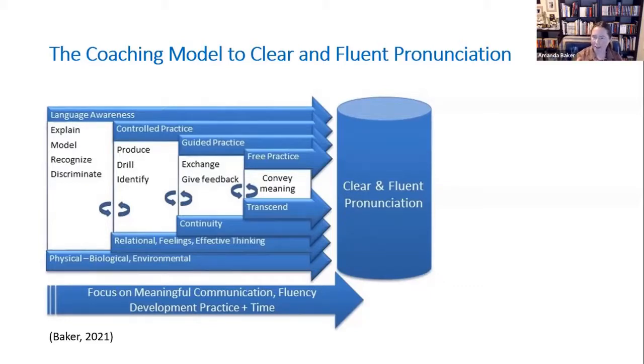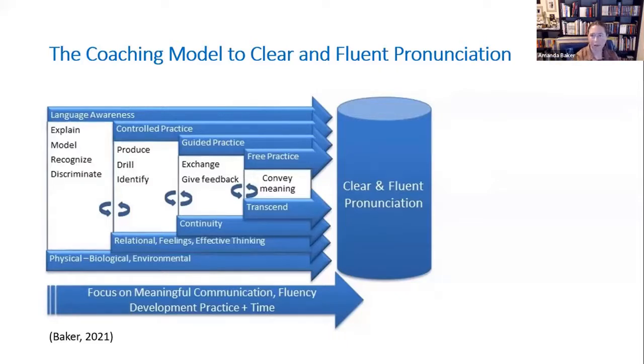And I'm not going to discuss the entire thing, but essentially just bring your attention to a few of the components that are relevant to this presentation today. So the first one is the physical, biological, and environmental factors that can play a part in how students take to learning pronunciation. Some students' first language may have similar features of pronunciation to English, or they may not. And so those biological factors can play a part in learning it. And environmental factors can have an impact as well.